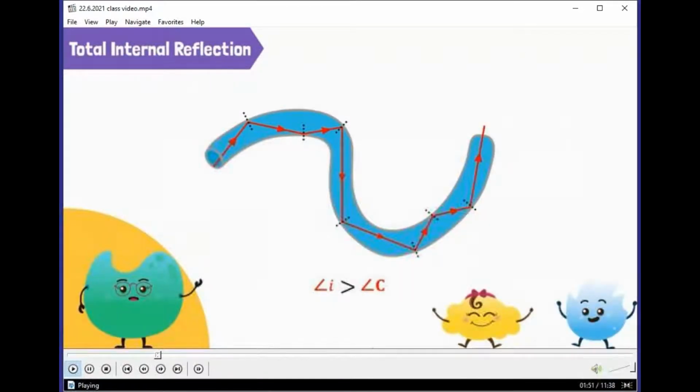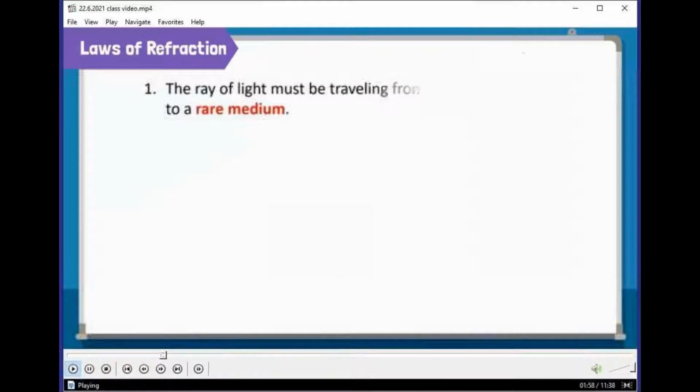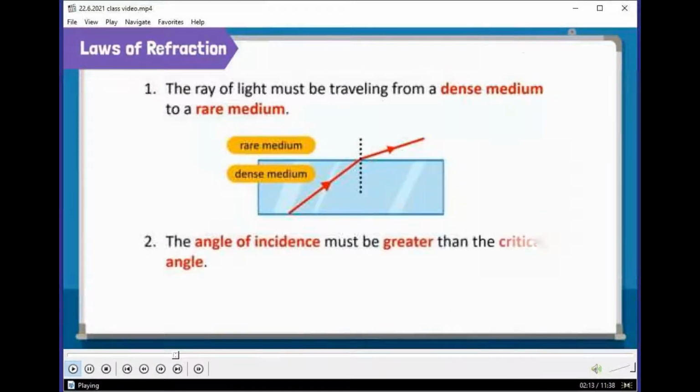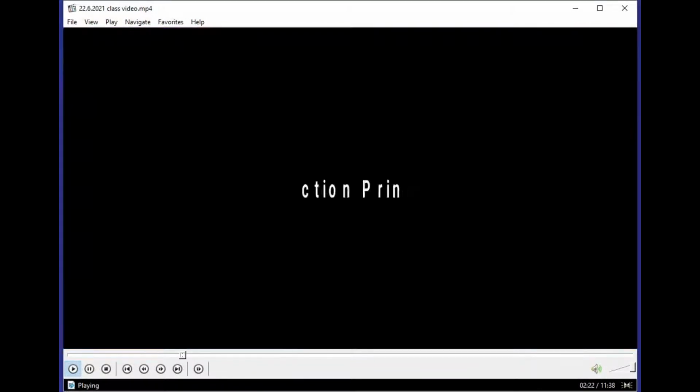Remember, there are two necessary conditions for total internal reflection to happen. 1. The ray of light must be traveling from a dense medium to a rare medium. 2. The angle of incidence must be greater than the critical angle. Many optical instruments use this principle.